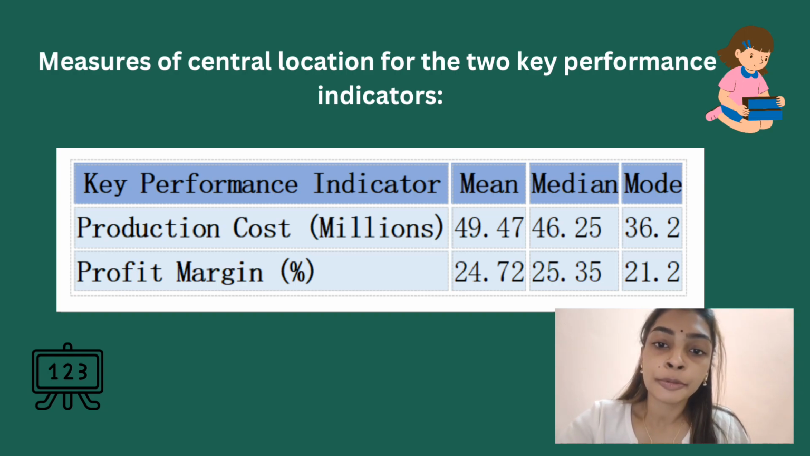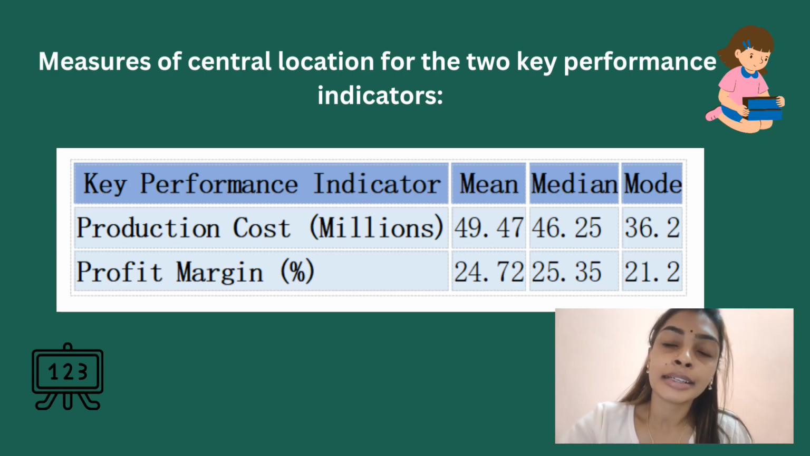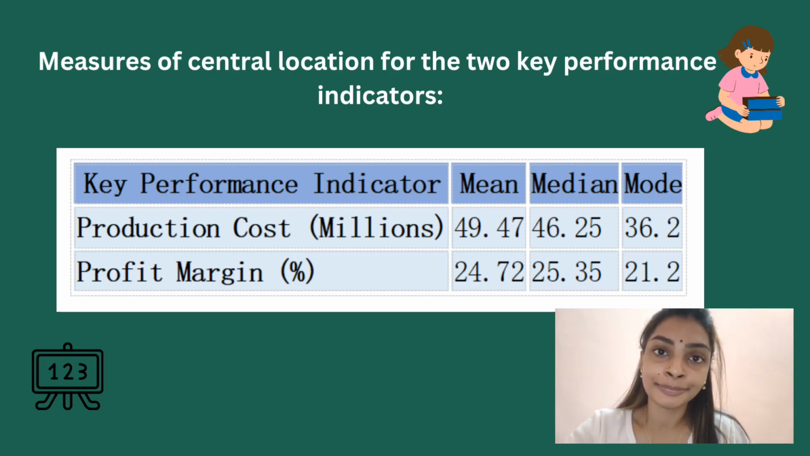And secondly, for profit margin, for the mean we get just 24.72%. For the median we get 25.35%. For the mode we get just 21.2% only.